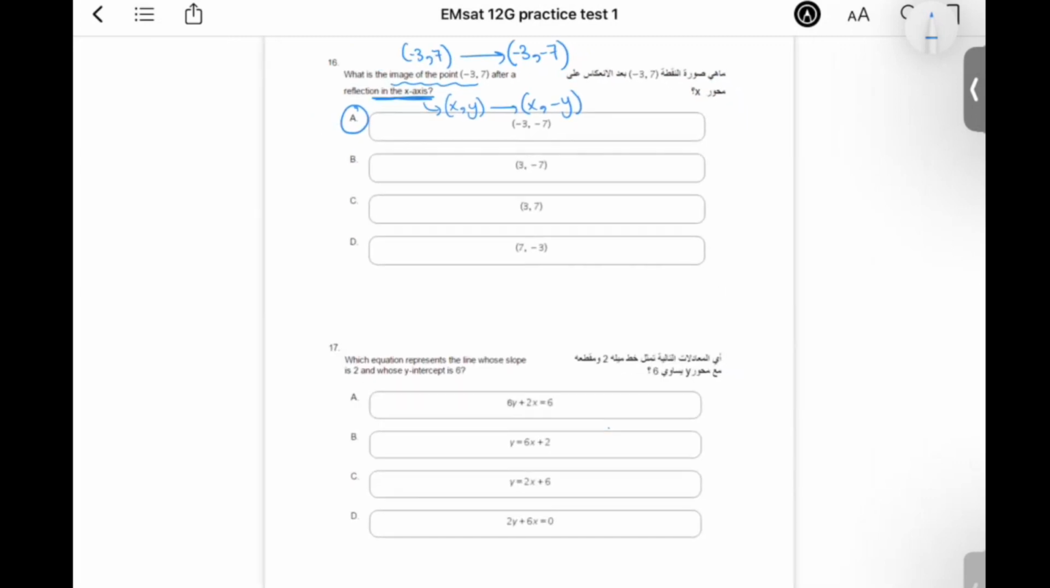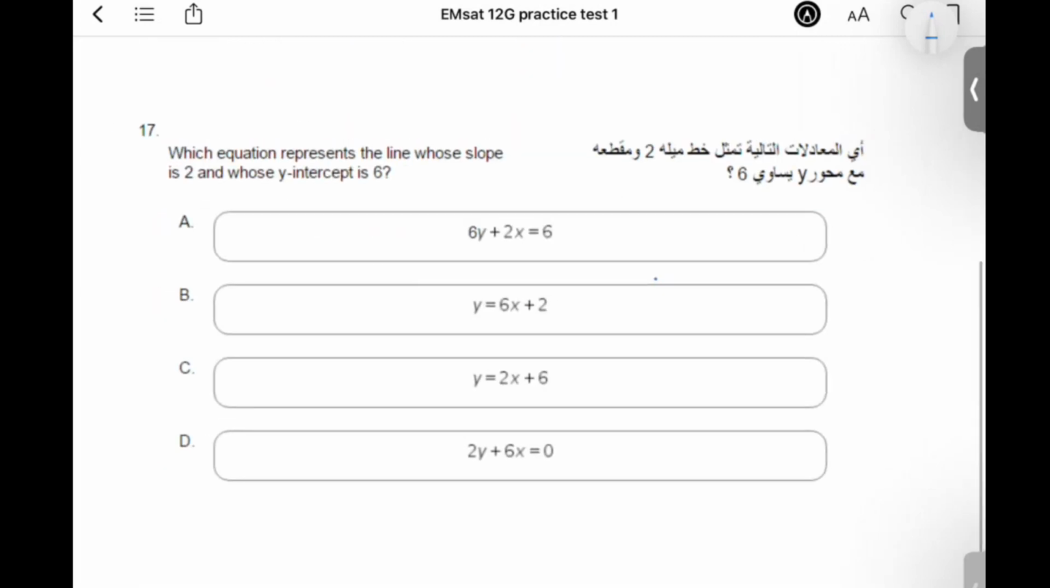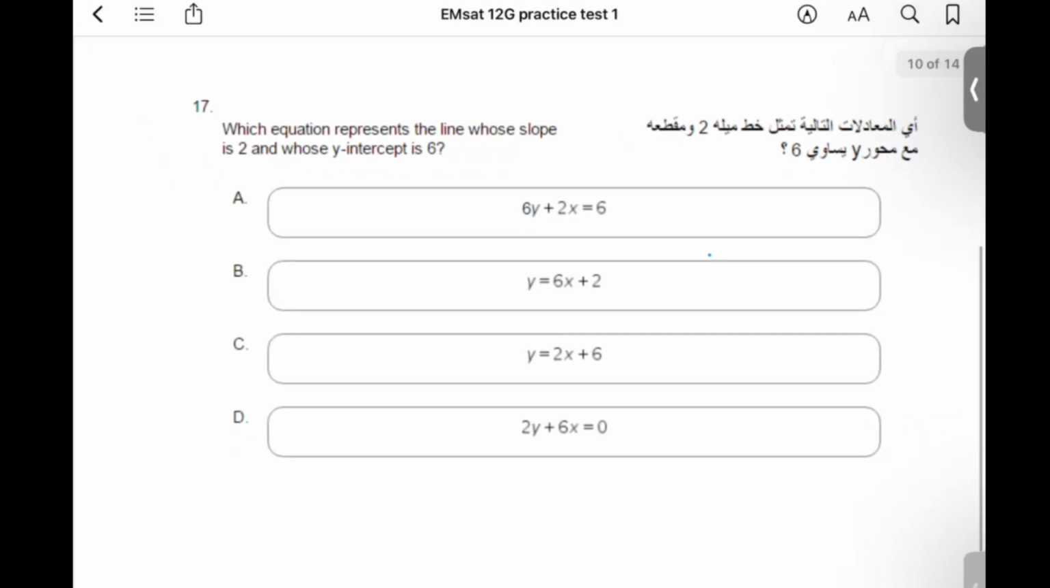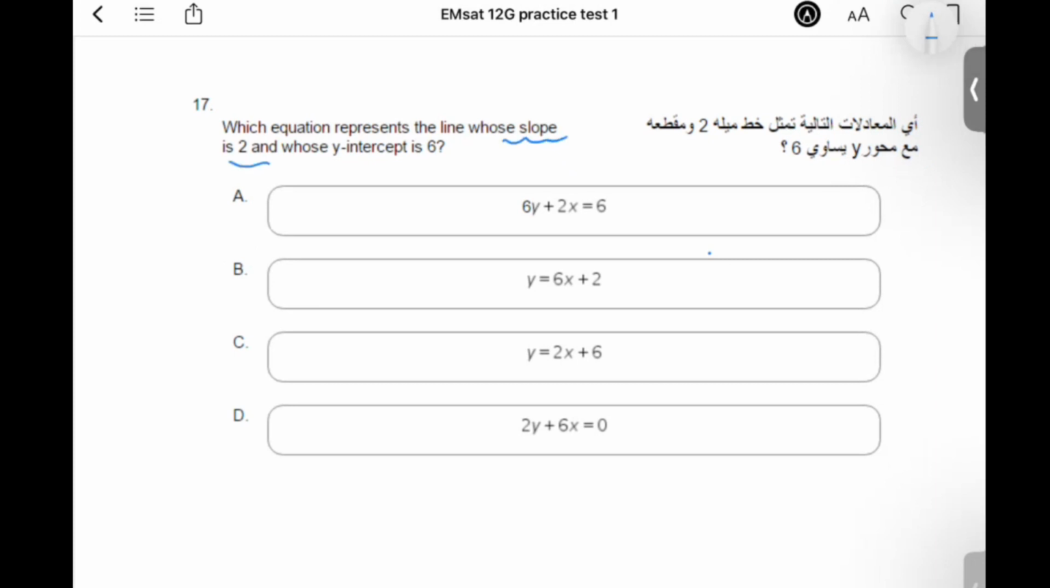Okay, now I will go to question 17. Which equation represents a line with slope 2 and y-intercept? y equals mx plus b. This is the slope and this is the intercept. All you have to do is search for y equals 2x plus 6, and this is an easy question from grade 8 level, not even 9. Thus we say for 17, the answer is C.